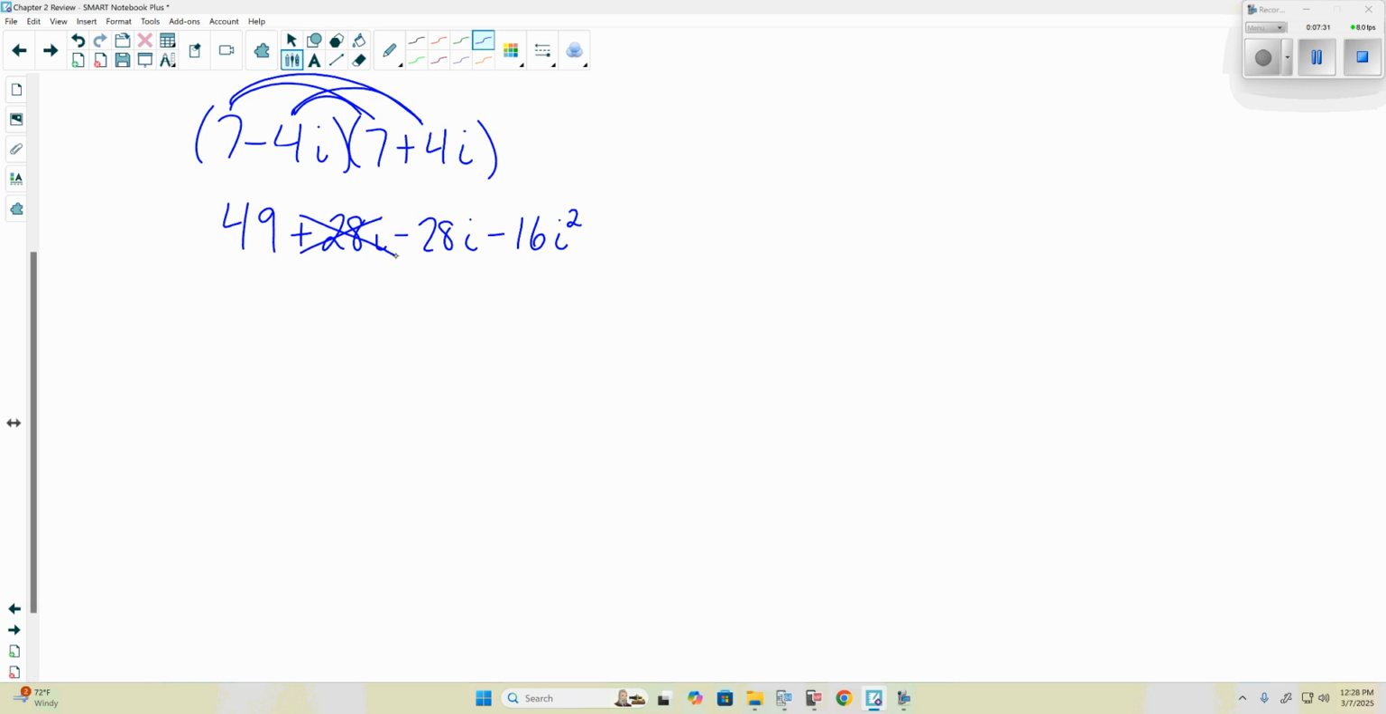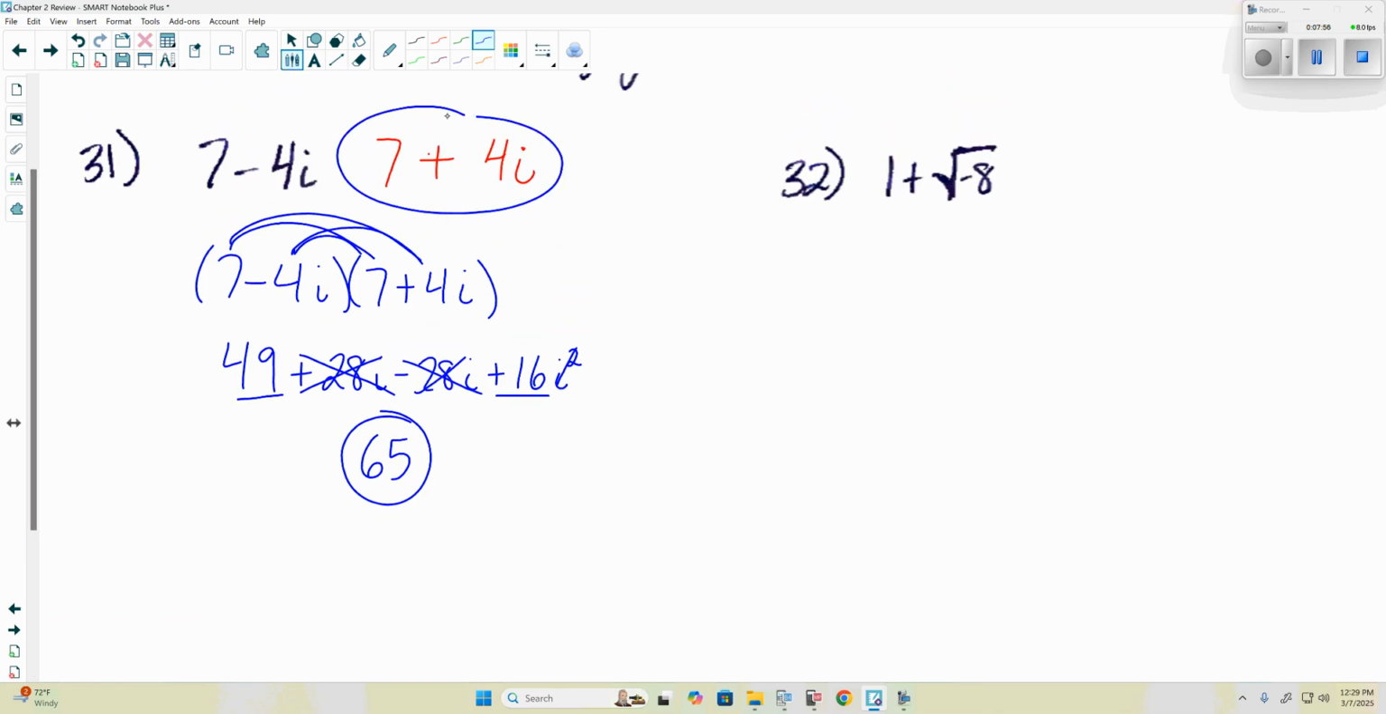Now the 28i and negative 28i will cancel. We said i squared is negative 1. So what's negative 1 times negative 16? So again, what I do is I just cross the i squared out and change the sign. If it's 1, I write the 1 in. So all we're left with is 49 plus 16, which is 65. So the two things this problem is looking for is the complex conjugate, so 7 plus 4i, and their product, which is 65, which we could have done the product in the calculator, let the graphing calculator do the work.